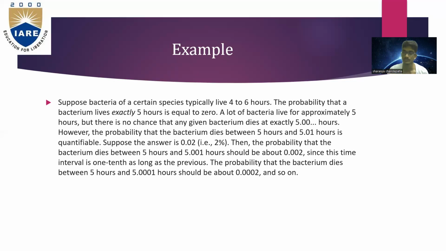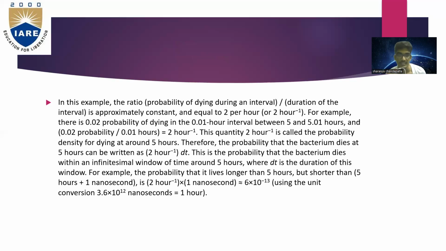0.0002, and so on. In this example, the ratio of the probability of dying during an interval to the duration of the interval is approximately constant and equal to 2 per hour. For example, there is 0.02 probability of dying in the 0.01 hour interval between 5 and 5.01 hours, and that is 0.02 probability per 0.01 hours.